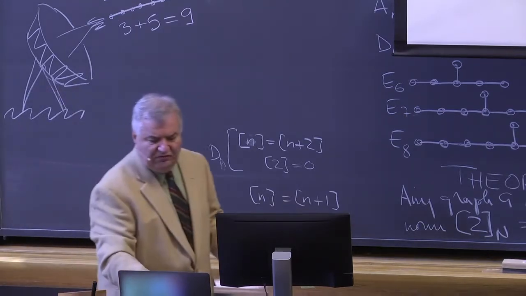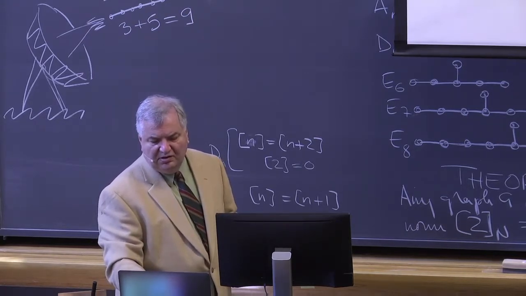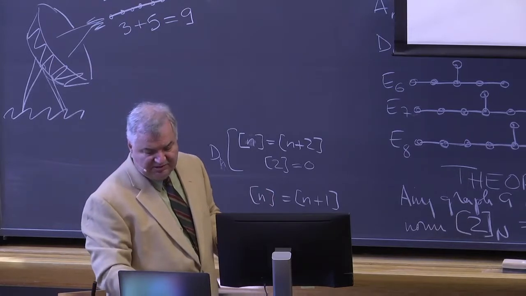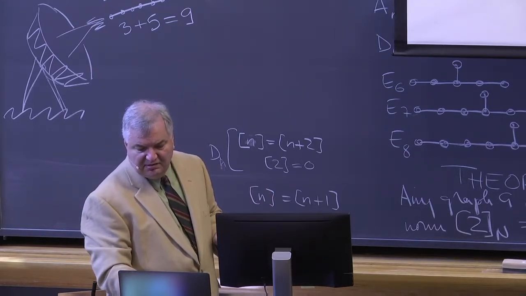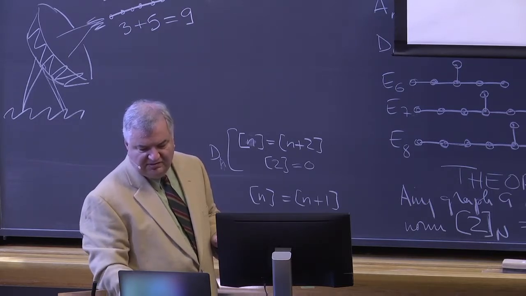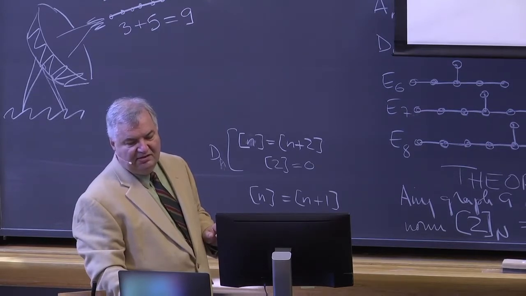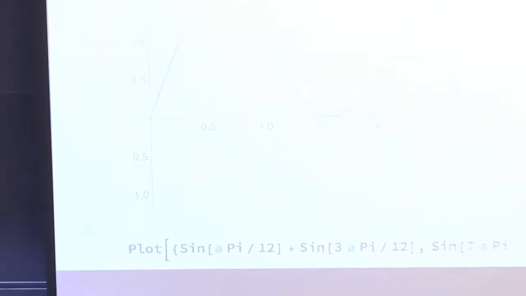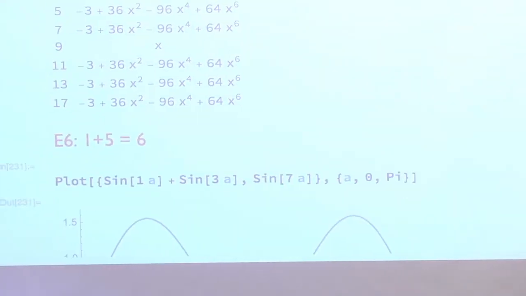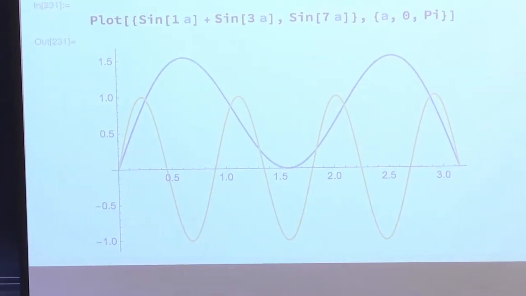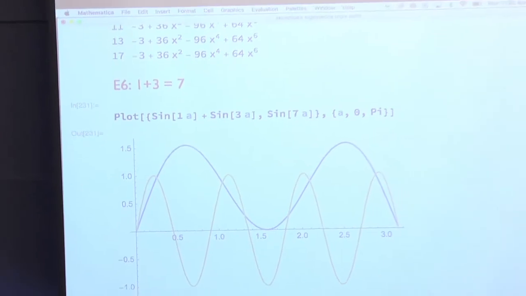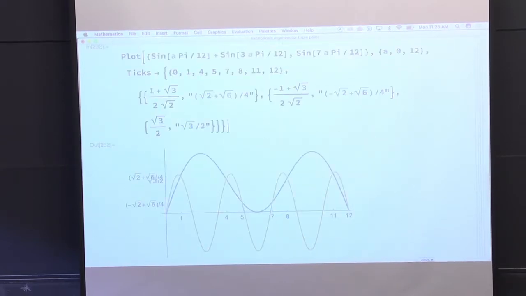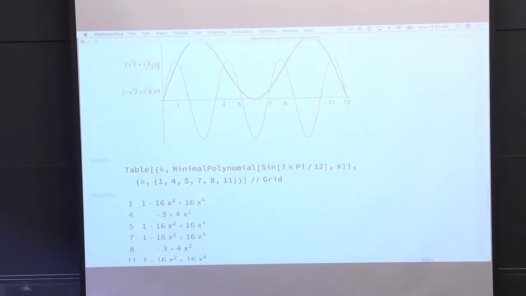So n is equal to n plus 1 would give you, by the way, just two sine curves, which intersect from time to time. Look at E6 here. Yes, again, let's plot it. Do you see? Look at this equation. 1 plus 3 equals 7. E6 is 1 plus 3 equals 7. And this is the plot. As you see, it intersects exactly in 6 places, which are the eigenvalues of the graph E6. Yes?